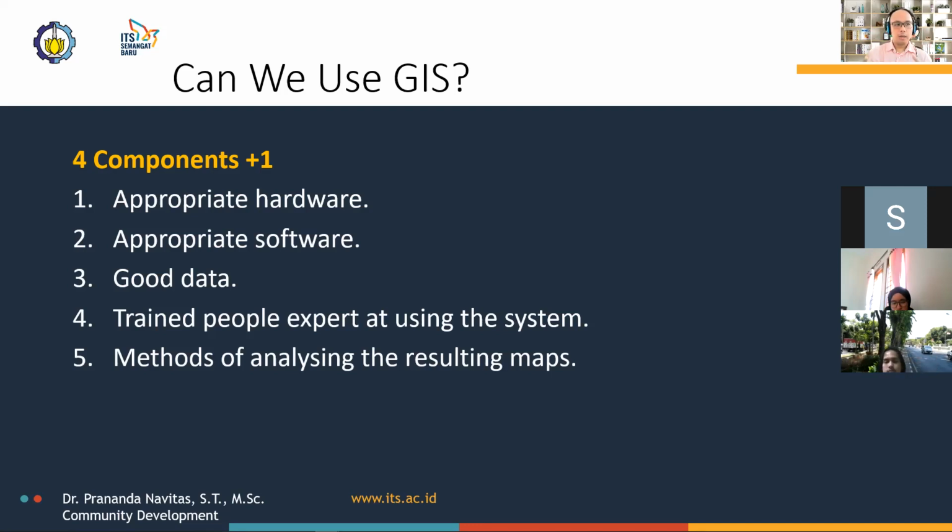Why am I focusing on conducting live community mapping sessions? Well, because if you want to use GIS, there are 4 plus 1. I call it 4 plus 1, or 4 components that you need plus 1. First, you need the appropriate hardware. Of course, you need a computer with enough computing power, enough memory, enough video capacity, hard disk storage space, and all that to run the GIS program you want to use.